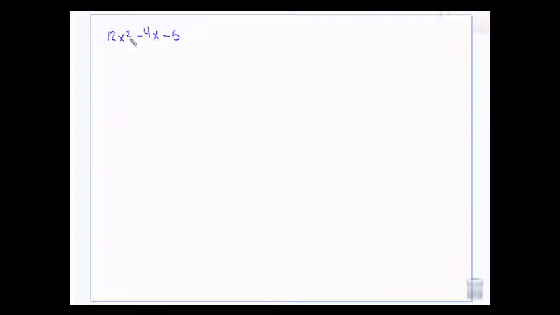We've got the 12x squared minus 4x minus 5, so we do 12 times -5, and that gives me -60. Because this is negative, whenever this ends up being negative, you know you're going to need one positive and one negative factor. Okay, so if I do the big giant X, I want two numbers that when I multiply them will give me -60, and when I add them will give me -4.